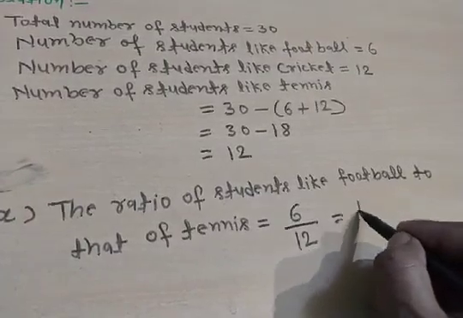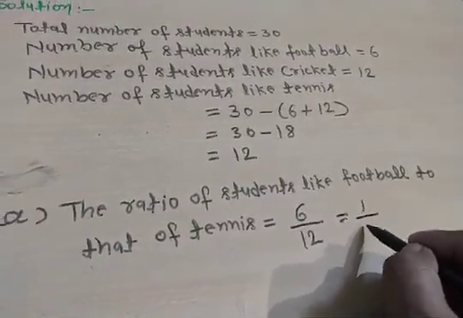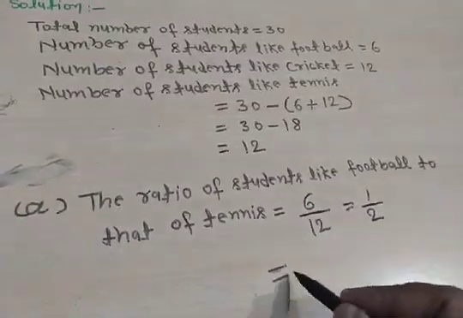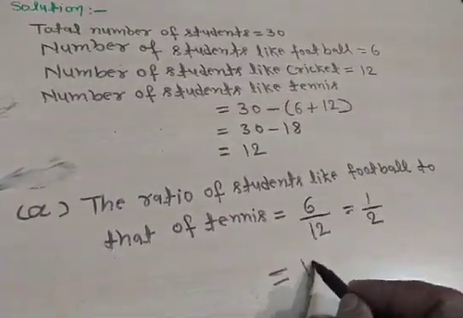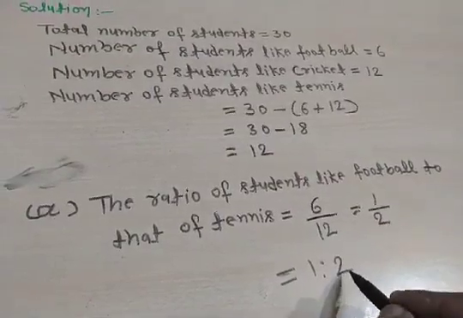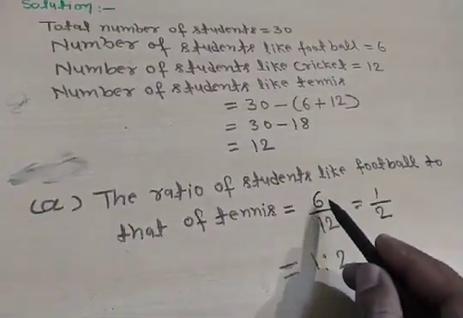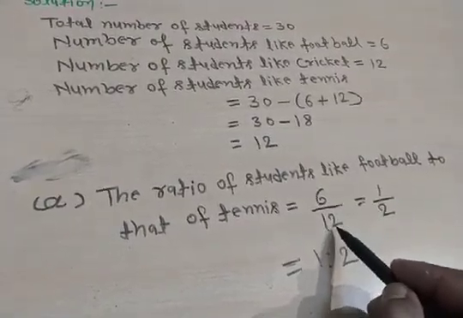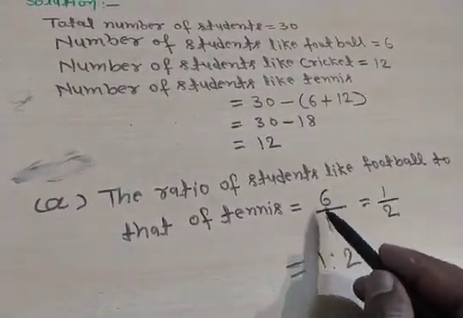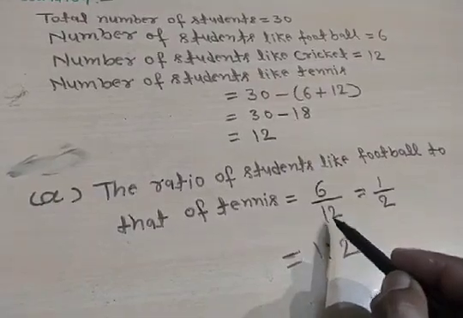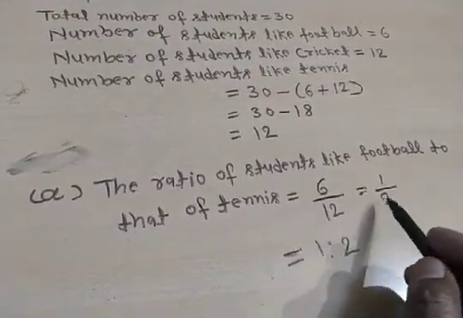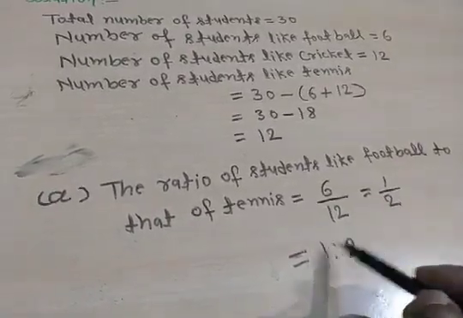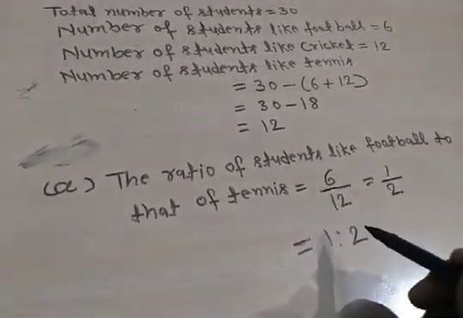6 ones are 6, 6 twos are 12. So what is the ratio? The ratio is 1:2. Clear? This is the number of students who like football, and this is the number of students who like tennis. So we obtain 6 by 12. 6 ones are 6, 6 twos are 12. So we obtain 1/2. So we can write it as ratio 1:2. Clear? Now B part.